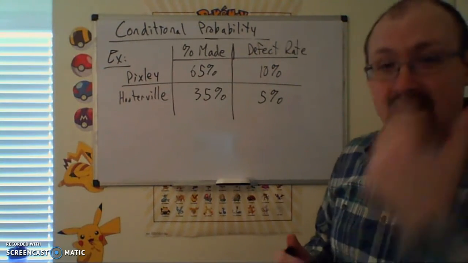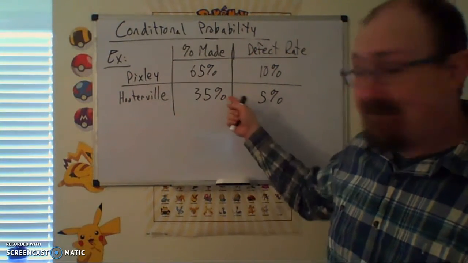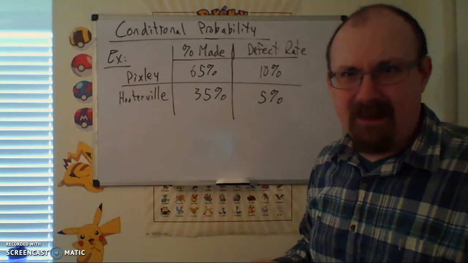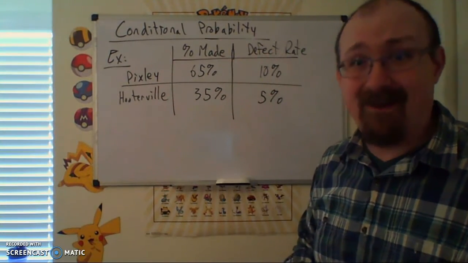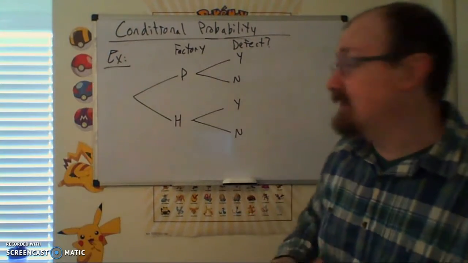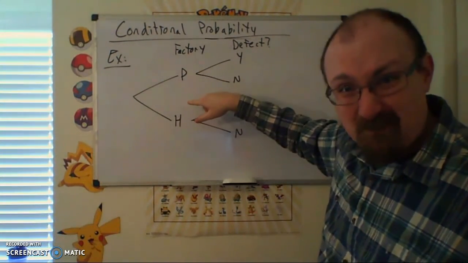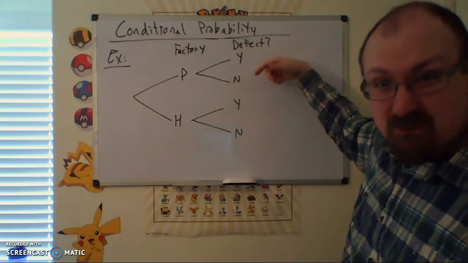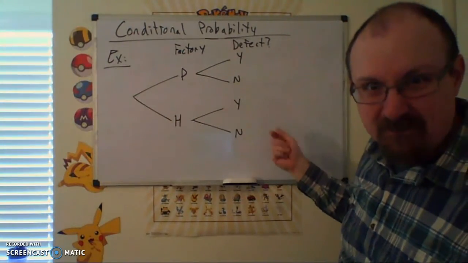I'm going to have to erase one more time that I've got these things sketched up, so bear with me as a tree diagram appears out of the ether. Okay, so here's what our tree diagram looks like. We've got two choices: which factory does this thing come from? And once we know what factory it's from, is it defective or not?